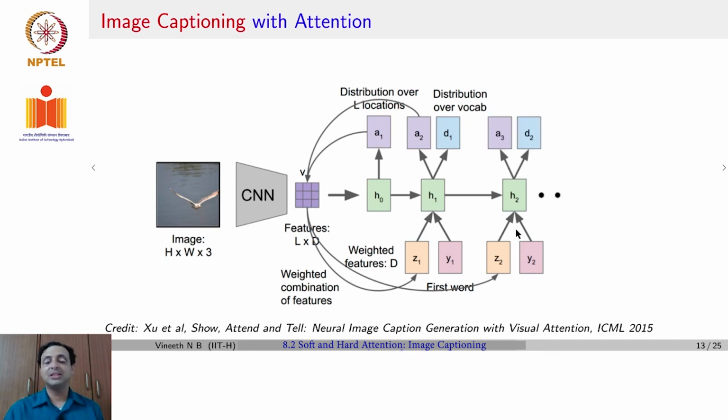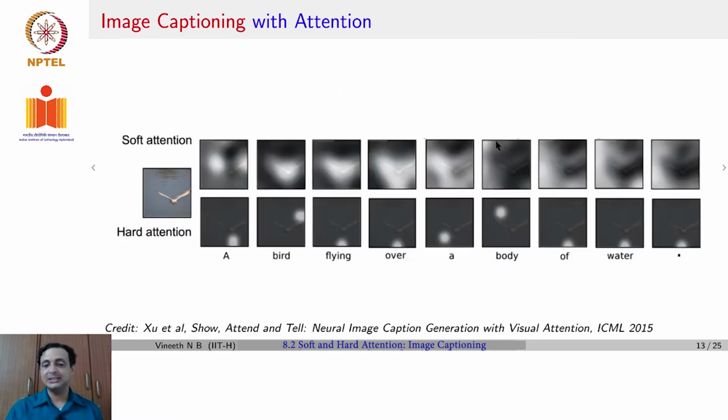Once again, this generates A3 and D2. A3 is the distribution over L locations. D2 is the distribution over the vocabulary, which tells you what is the word. A3 tells you which part of the image to focus on. This is repeated again and again, and the caption is generated.